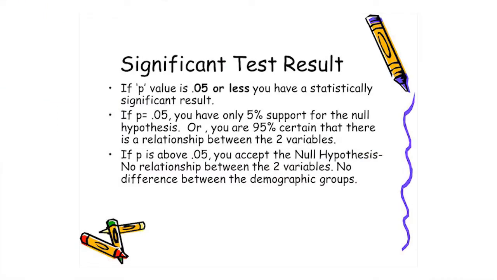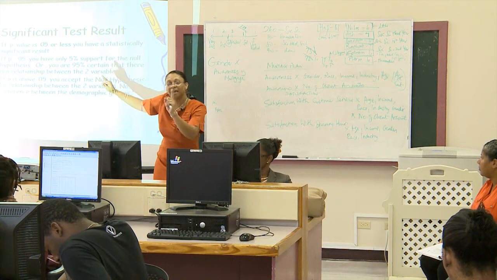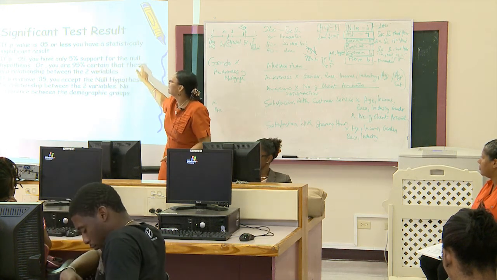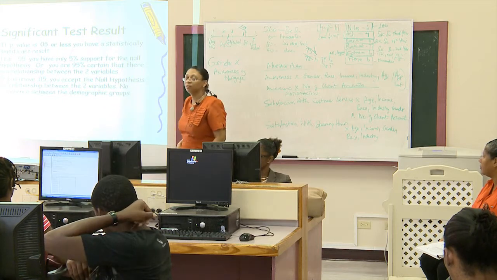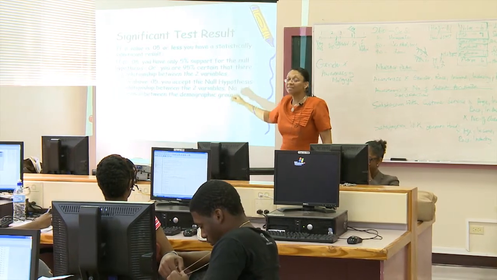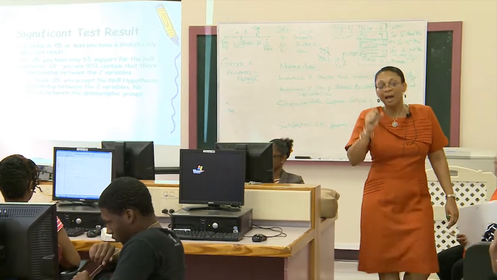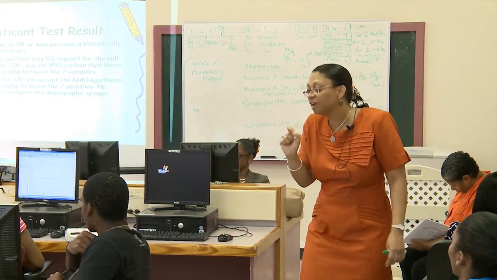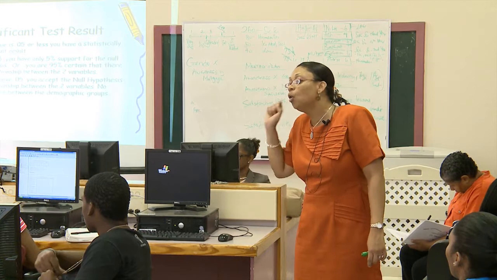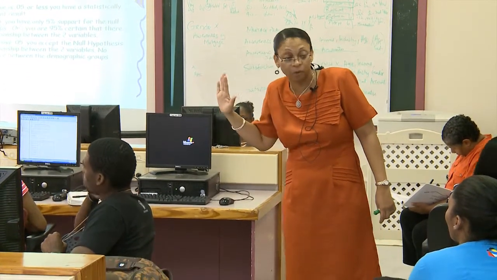If the p-value is 0.05 or less, that is real low. Watch. You have only 5% support for the null hypothesis. 0.05 is 5%, right? Or, otherwise said, you are 95% certain that there's a relationship between two variables. If the p-value is above 0.05, you accept the null hypothesis, there's no relationship there. Treat them like a mass market. So you have to get a p-value of 0.05 or less, because then you say, I only have 5% support for the null hypothesis. Remember, the p-value is always support for the null hypothesis.